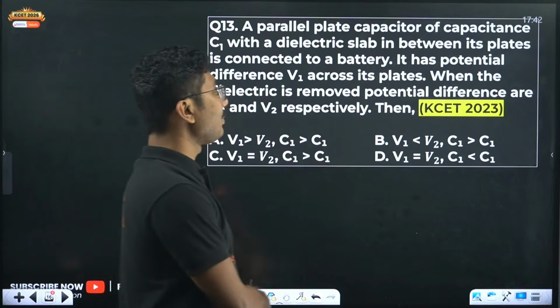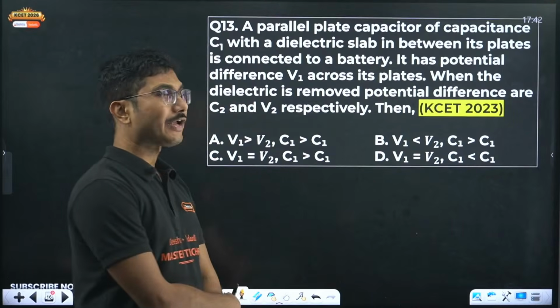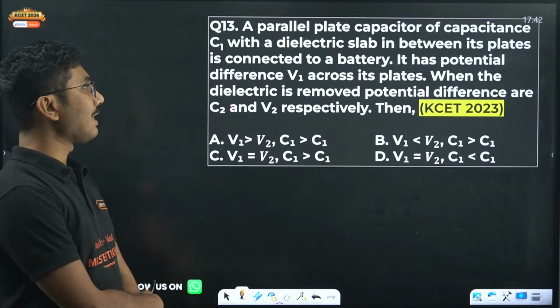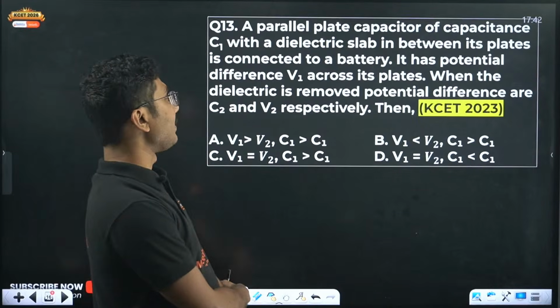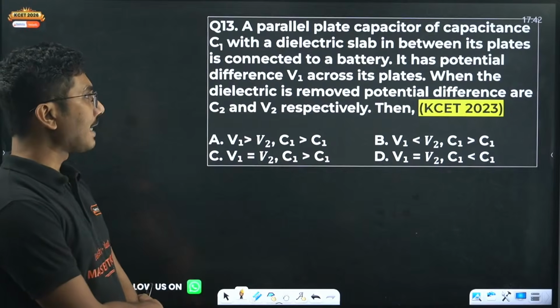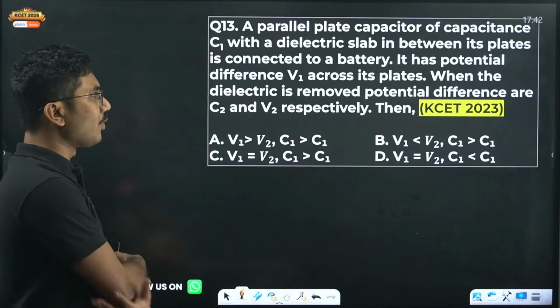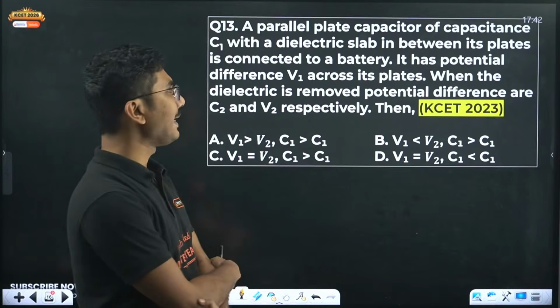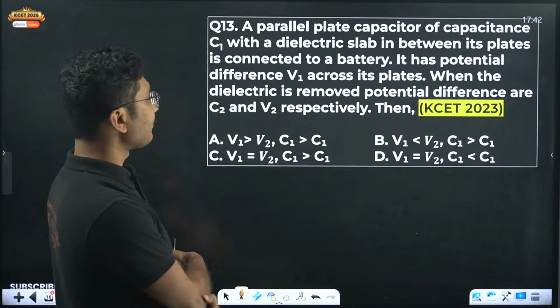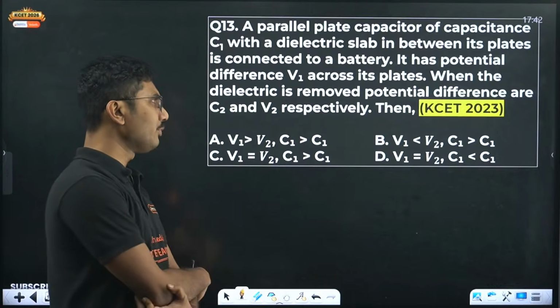A parallel plate capacitor of capacitance C1 with a dielectric slab in between its plates is connected to a battery. It has potential difference V1 across its plates. When the dielectric is removed, the capacitance and potential difference are C2 and V2 respectively.